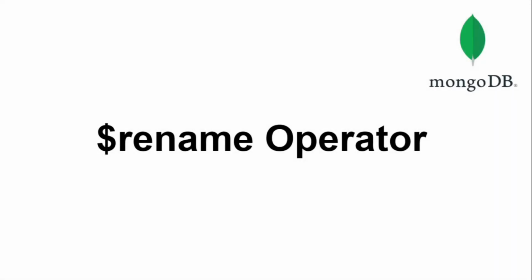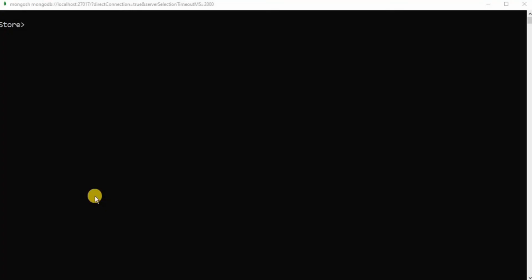Welcome back. In this video, I'm going to show you what is the purpose of the rename operator and how you can use the rename operator in MongoDB. So the next update operator that we are going to discuss is the rename operator. The rename operator is used to change the name of any field present inside the document, and that field may be a main field or a nested field inside a field.